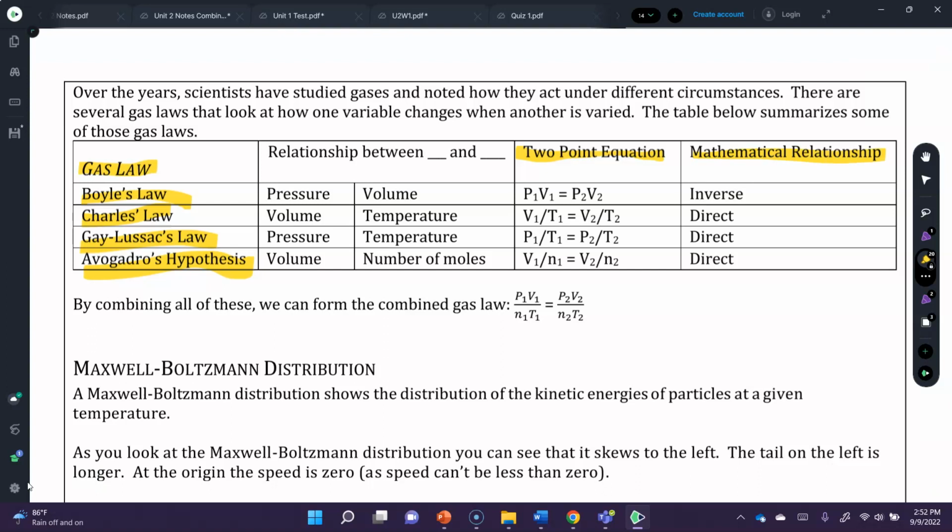If we combine all of these, we end up with a combined gas law. A lot of the times, moles is omitted, or taken out because it does not change if you're using it.